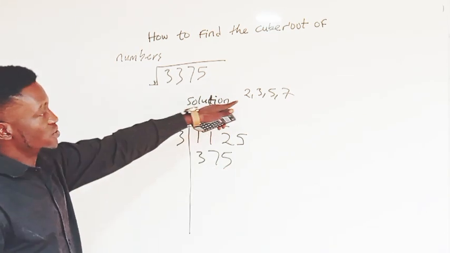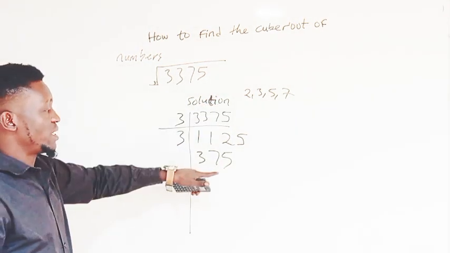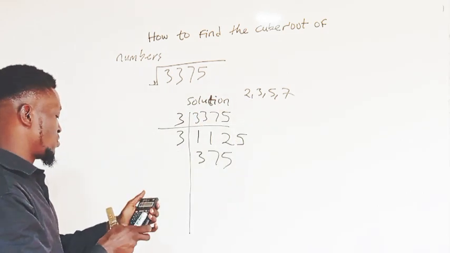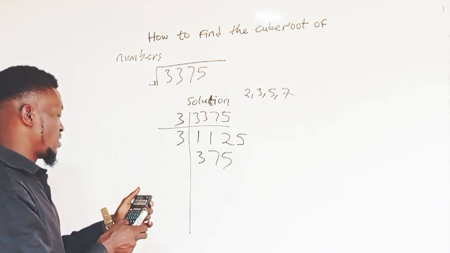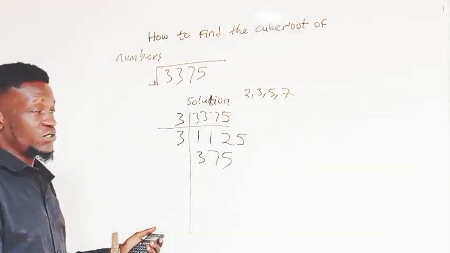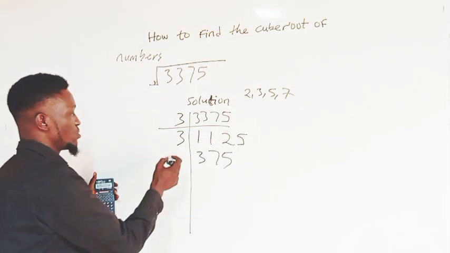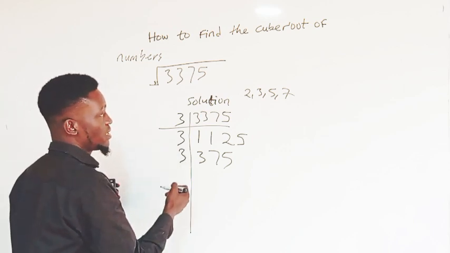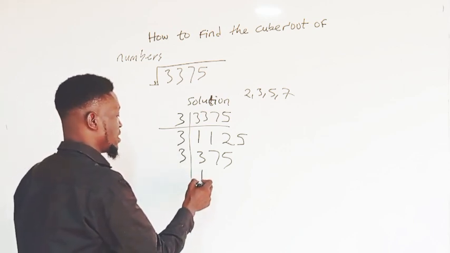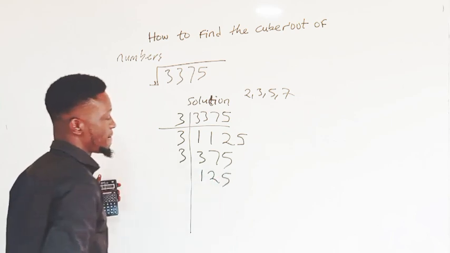Definitely we still have to start from the smallest number. 2 cannot divide this. Let's try if 3 can go. 375 divided by 3. So 3 can still go. 375 divided by 3, we have 125.